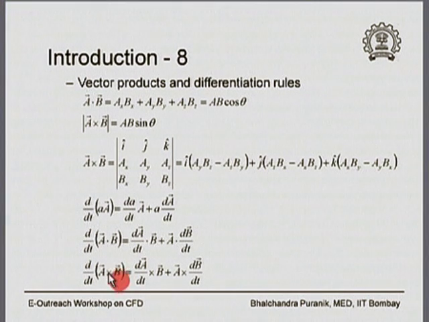When it comes to the differentiation of the cross product, we make sure that the order of the cross product is maintained when we carry out the differentiation. So, we have d dt of a cross b, where both a and b are vectors. We first differentiate a with respect to t and then cross that with b. So, the order is maintained, and then plus a crossed with db dt. These are standard vector products and differentiation rules, which we have been routinely using right from basic engineering mathematics, and they will be required off and on in the course. So, I am trying to list those right at the beginning.